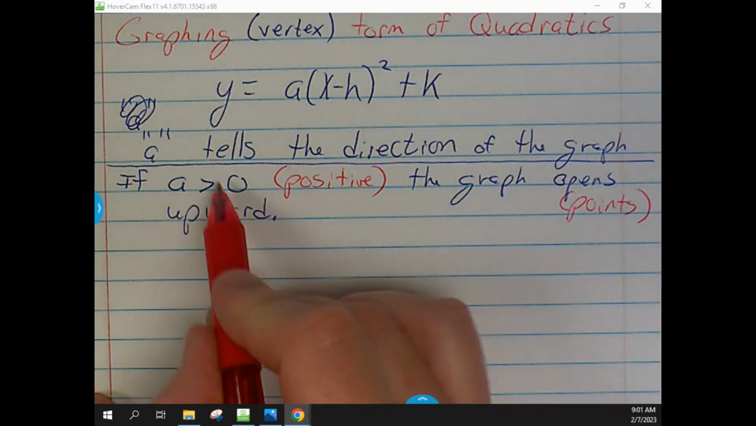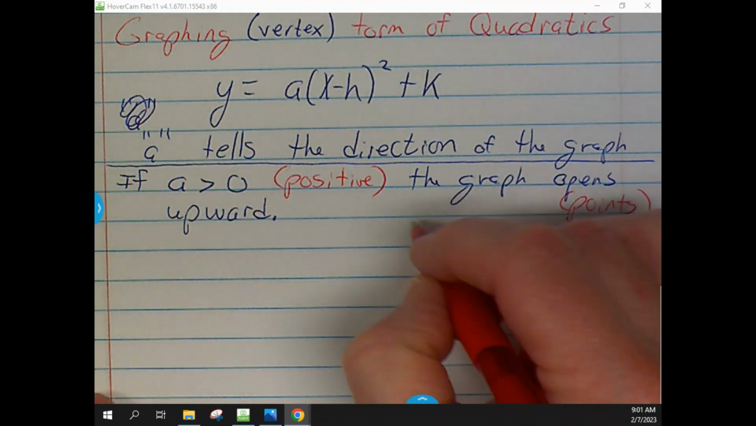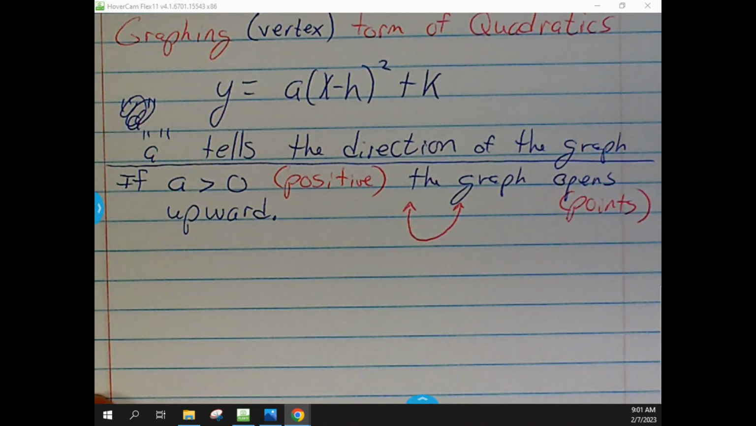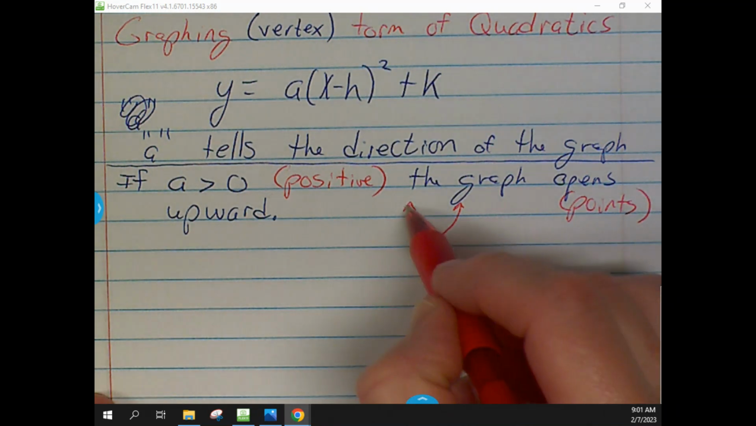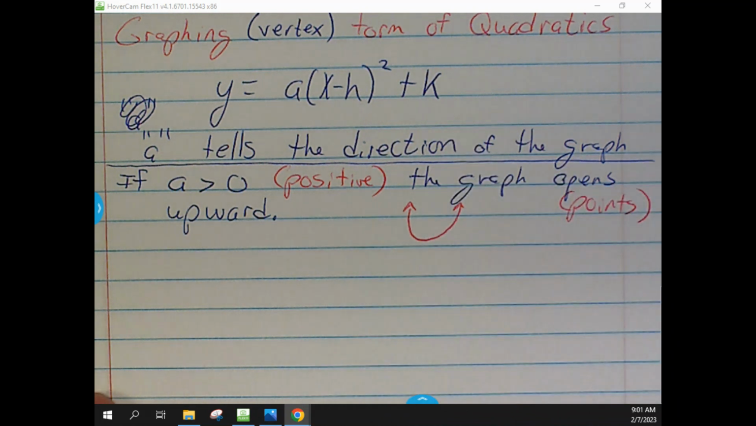Basically, here's what it looks like. If a is greater than 0, if it's positive, you're going to have a graph that will look something like this. And I always try to tell people, think about what the arrows are doing. If you think about where your positive numbers are, they would go up the y-axis. So in this case, these things would point as you're going up the y-axis.